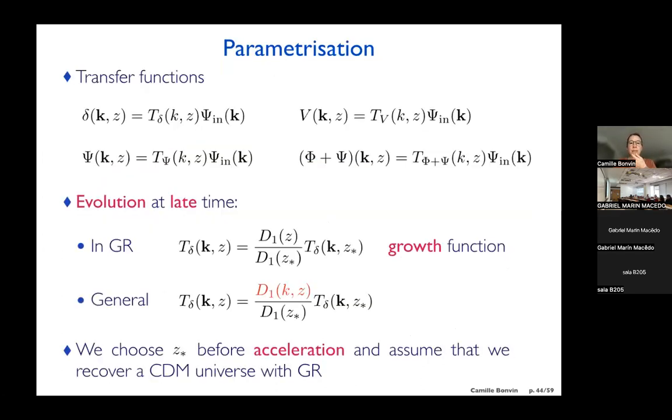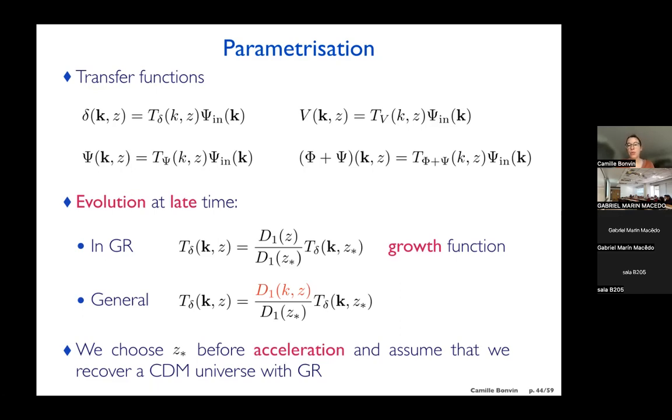Okay, so let me discuss a little bit how we can do that in practice, how we can combine these different multipoles to measure directly psi. So what we do is first to define transfer functions. So we relate the density at a redshift z to the primordial potential generated by inflation via a transfer function. And so we do that for the density, the velocity, for psi, and also for phi plus psi that we can measure with lensing. And then we are interested in the evolution of this transfer function at late time.